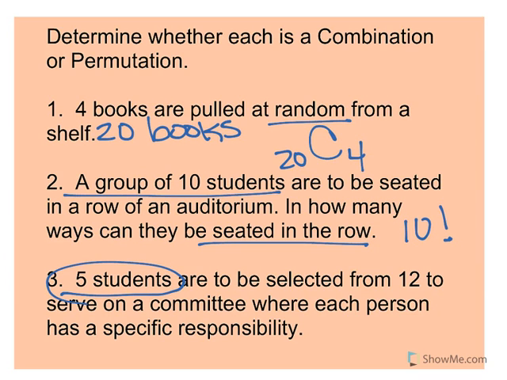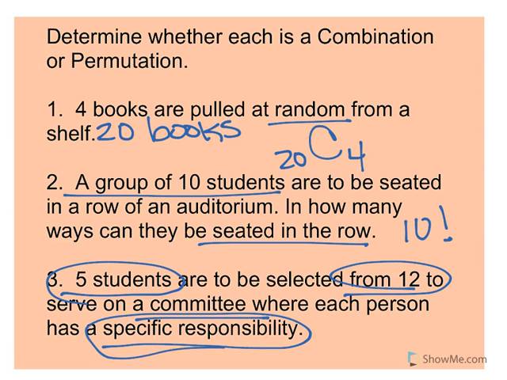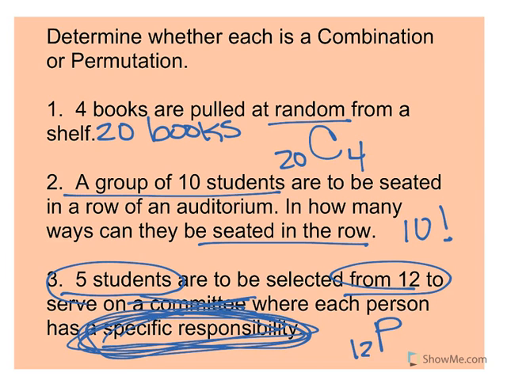5 students selected from 12 to serve on a committee. Now wait a minute. They have a specific responsibility, so committee goes out the window. They have a specific responsibility, so order matters. So we're going to do permutation. We're going to put the 12 on the left and the 5 on the right, because we're choosing 5 from 12.